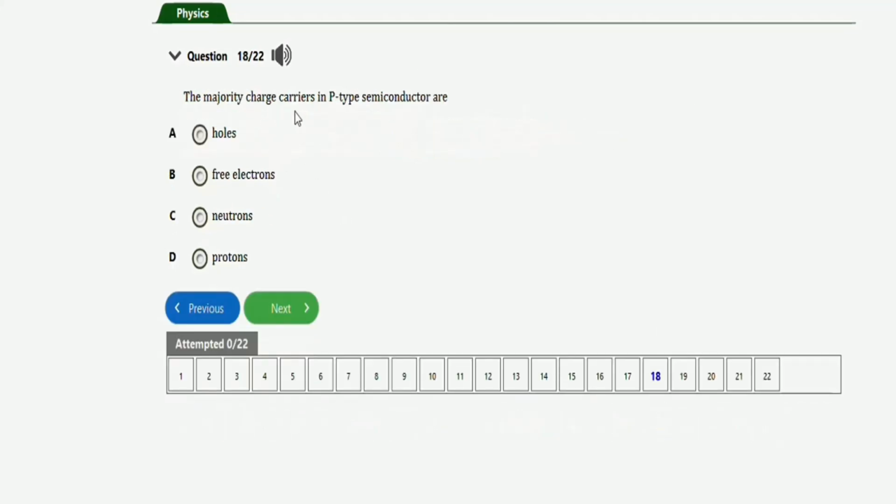It says the majority charge carrier in p-type semiconductor, we have holes, electron, neutron, proton. So this is very simple. That's holes. Okay, the next question will be this one.